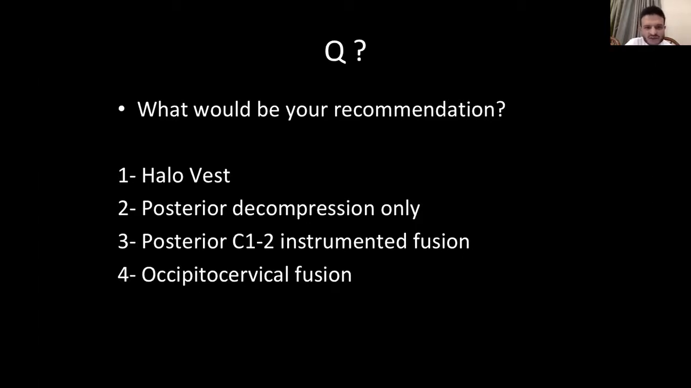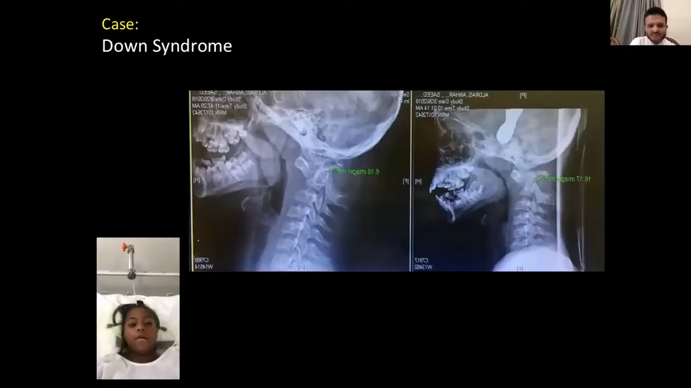So the issue here is pure mechanical instability. A decompression alone would not suffice, and observation is not an option if you go by any criteria for managing atlantoaxial subluxation in Down syndrome. Once they are neurologically compromised or there is a signal change on the spinal cord, then surgery is a definite indication. Then we are left really with the two options of posterior C1-2 instrumented fusion or occipitocervical fusion, and we shall learn through the case.